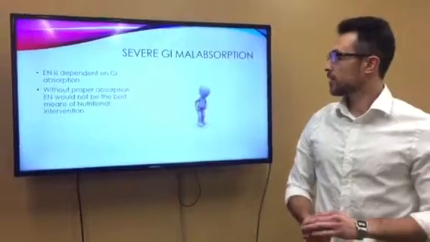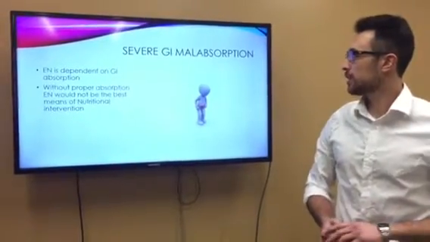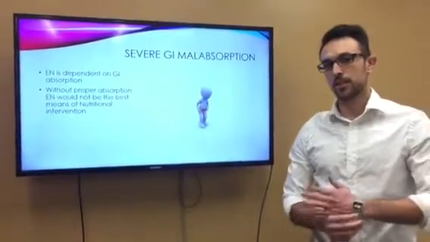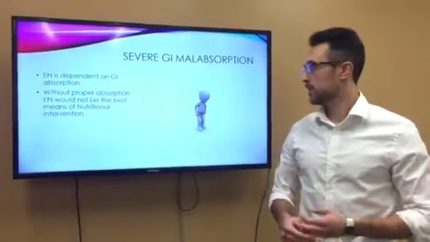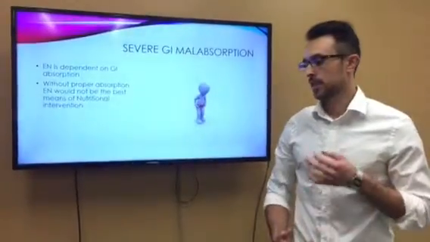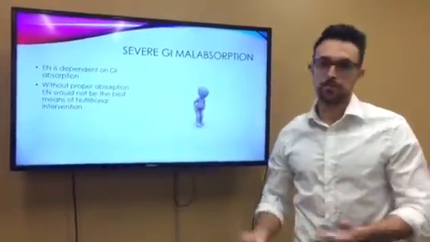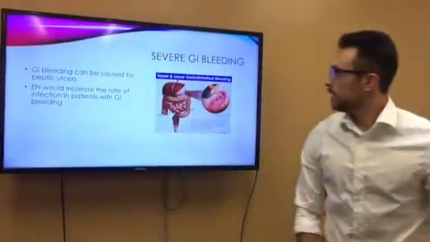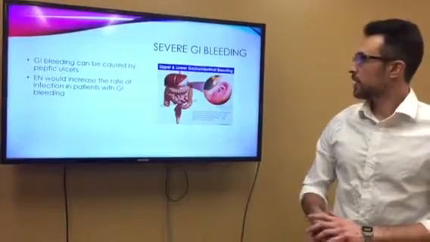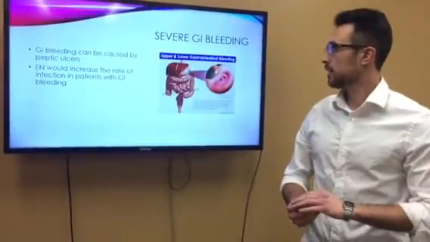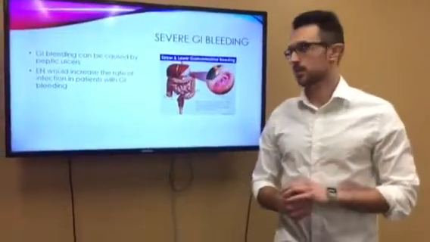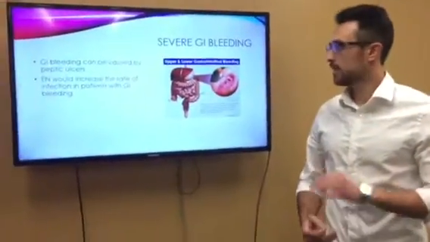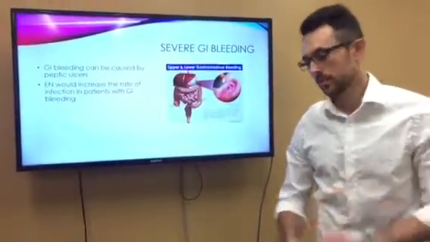Another contraindication would be severe GI malabsorption. As I described earlier, EN is administered through the GI tract. So if the small intestine isn't working properly, the patient isn't going to receive any nutrients. Another contraindication is severe GI bleeding, and this is often caused by peptic ulcers. Again, this would just increase the rate of infection.